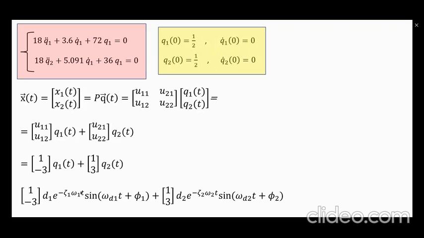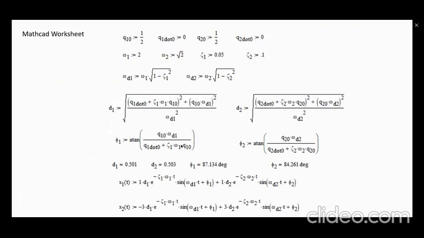So basically, you find your D1 and D2. Well, first of all, let me actually just plug in the stuff here. So remember, this is the first mode shape times Q1. This is the second mode shape times Q2. Okay. Remember the modal matrix? The modal matrix was 1 and minus 3 and 1 and 3. So I wrote these, and now we're going to use initial conditions to find D1 and phi1.